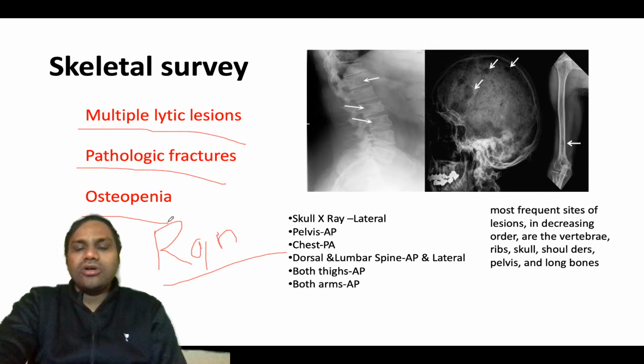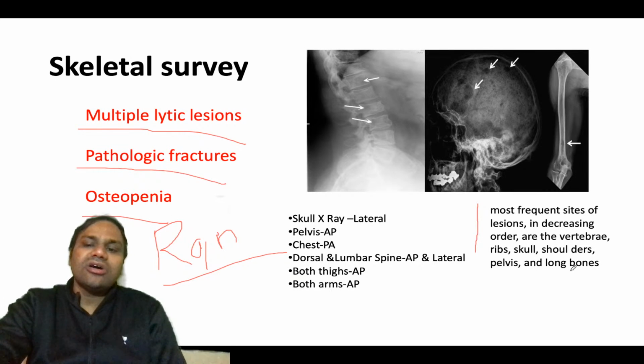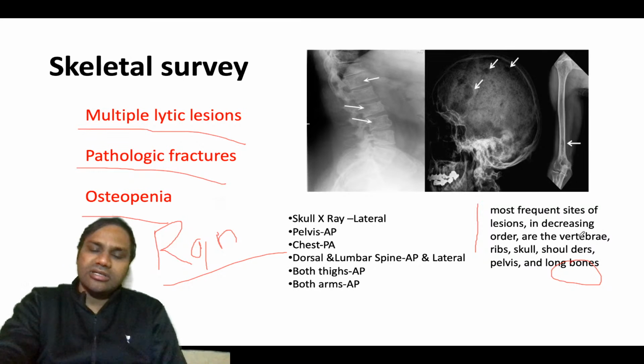Now the most frequent site of the lesion in decreasing order: the most frequent site is the vertebra, then ribs, skull, shoulders, pelvis, and long bones. The chance of the lesion going to long bones is very low. Commonly it is the vertebra.